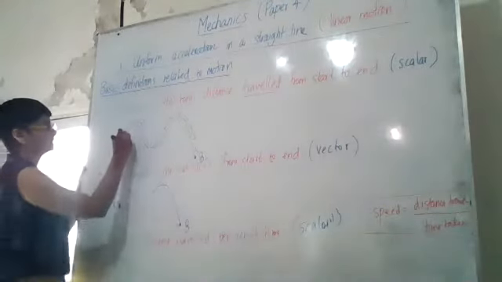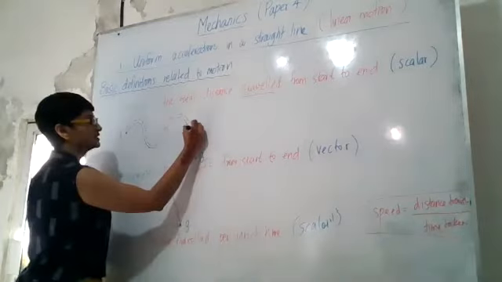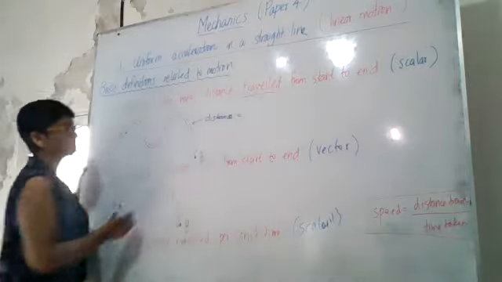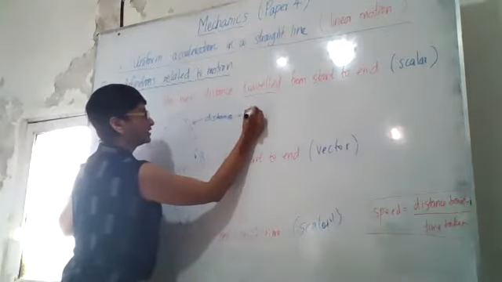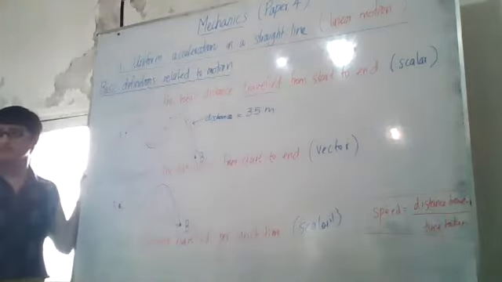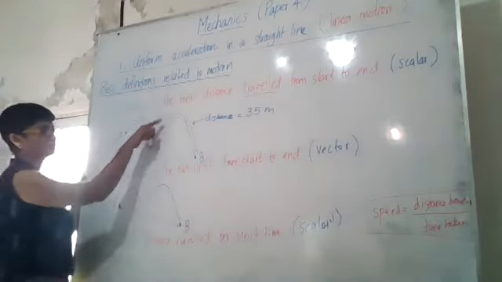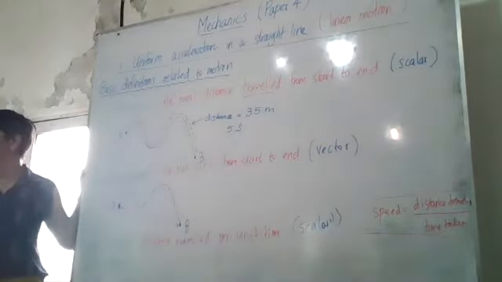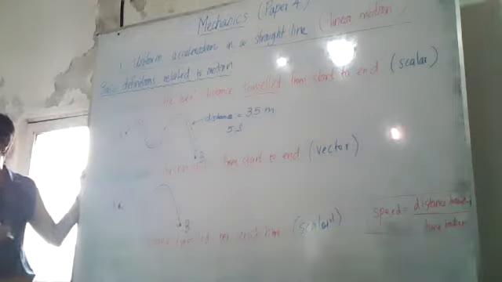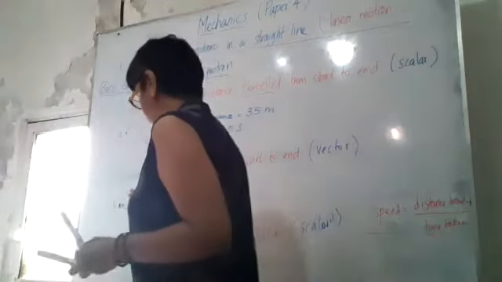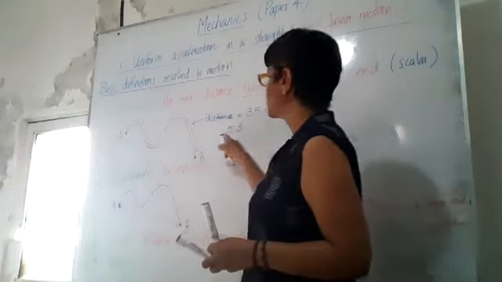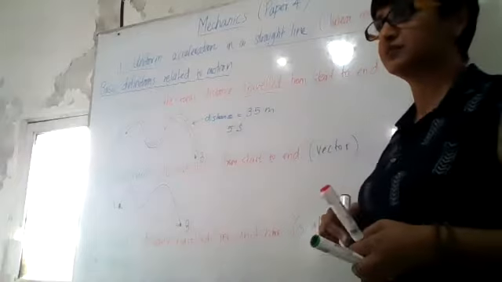So, for example, shall we do an example? Let's assume this distance is 35 meters. Say this person took 5 seconds to move that distance. 35 meters in 5 seconds. What's the speed of that object?